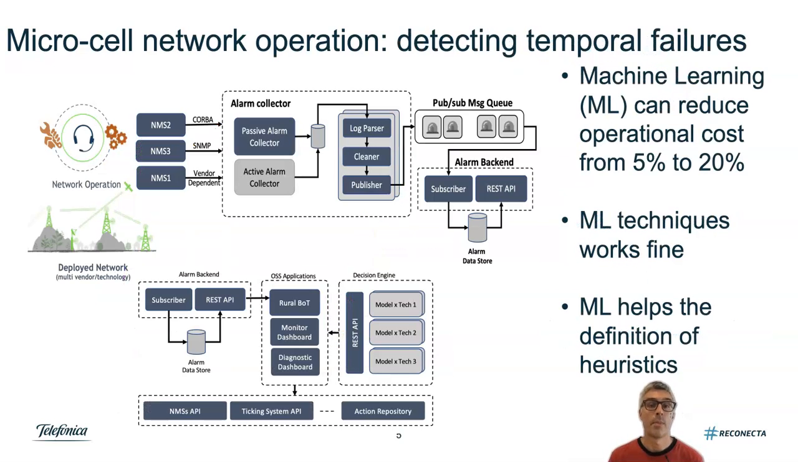As an example in the paper, we talk about the problem of detecting if a failure is temporal or not. And we show that machine learning techniques can actually reduce the costs of operation by 5 to 20%. Of course, the cost depends on the cost model, which in turn depends on the value of the cell, the number of users, the presence of other infrastructure, and the cost of intervention. We tried different techniques ranging from simple machine learning algorithms to advanced deep learning techniques, and actually good machine learning techniques like XGBoost can work well in this environment. Also, we found that machine learning can help the definition of heuristics that can help when operating the network.